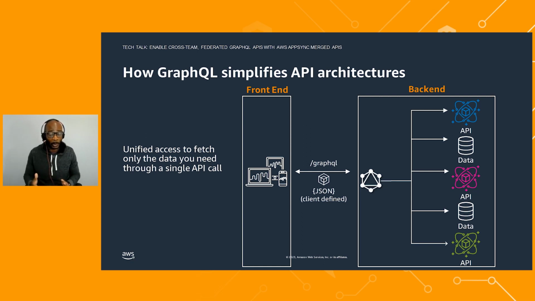So the view from the client's perspective is simple and straightforward. There's only a single API, and that's the only thing we're talking with. Clients don't have to worry about where the data resides. Is it in a microservice? Is it in a relational database or a non-relational database?